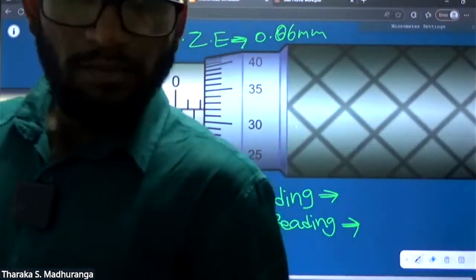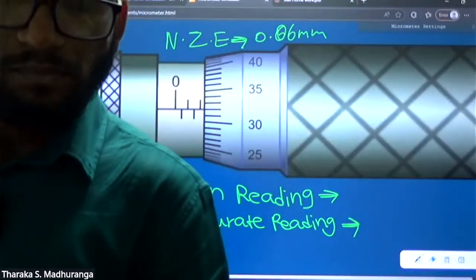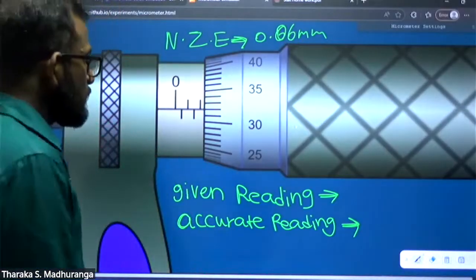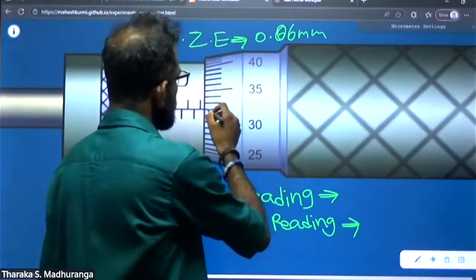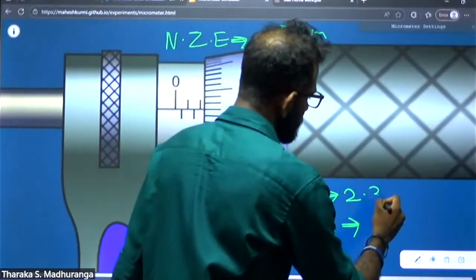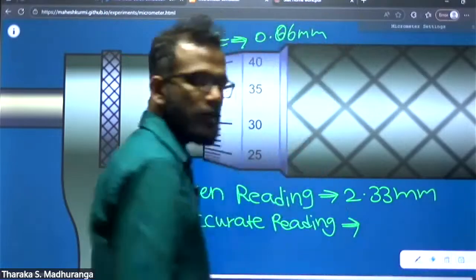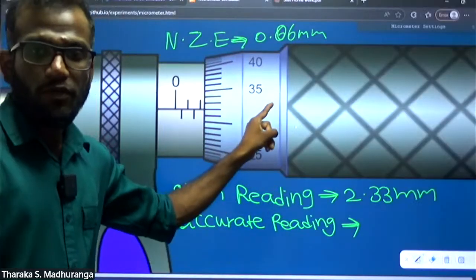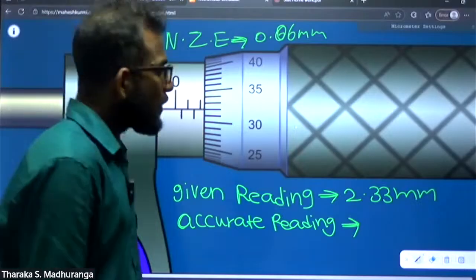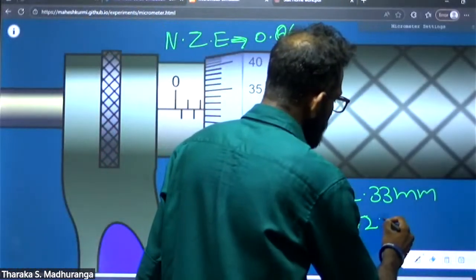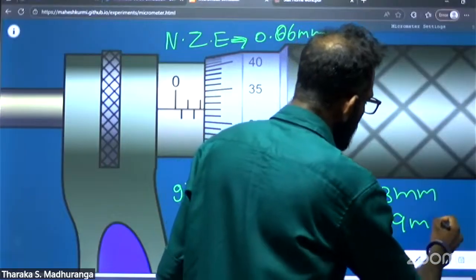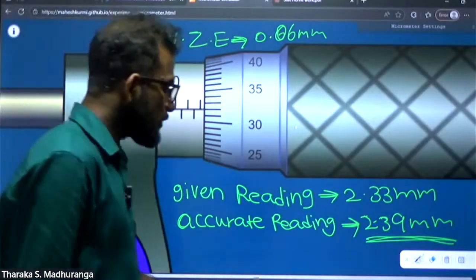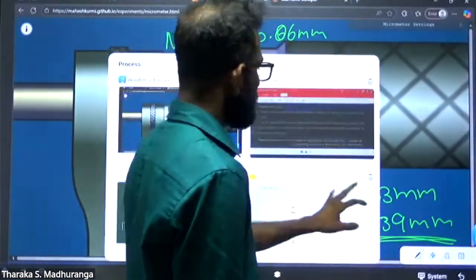Okay, what's the reading? Yes, very good. The given reading is 2.33. 2.33 millimeter is the given reading. How do we get the accurate? By adding the negative zero error. Then we can get it, 2.39 is the accurate reading.